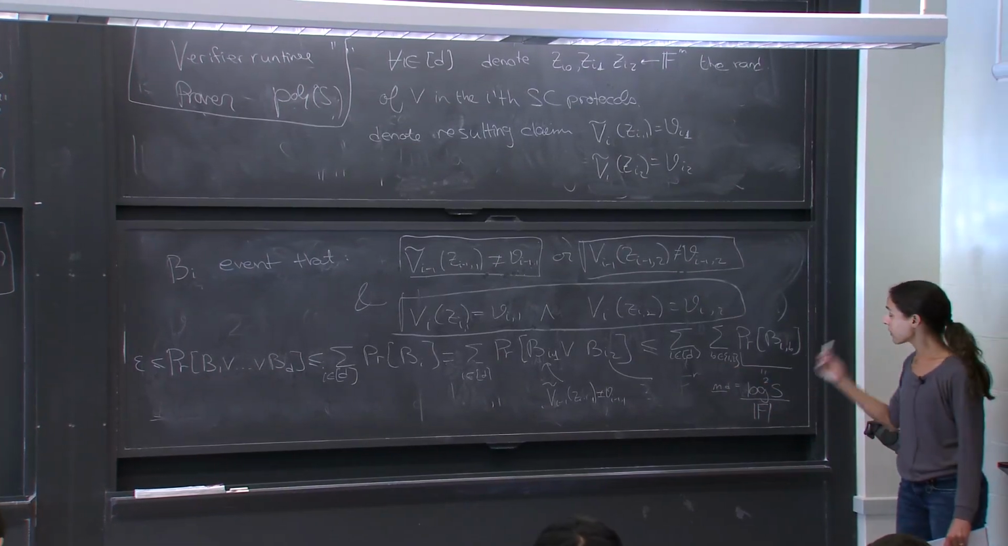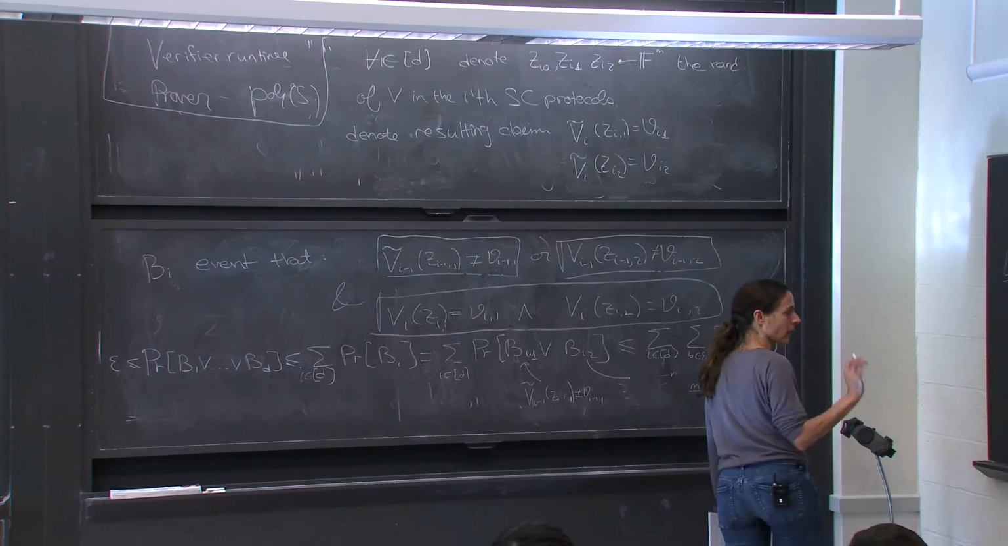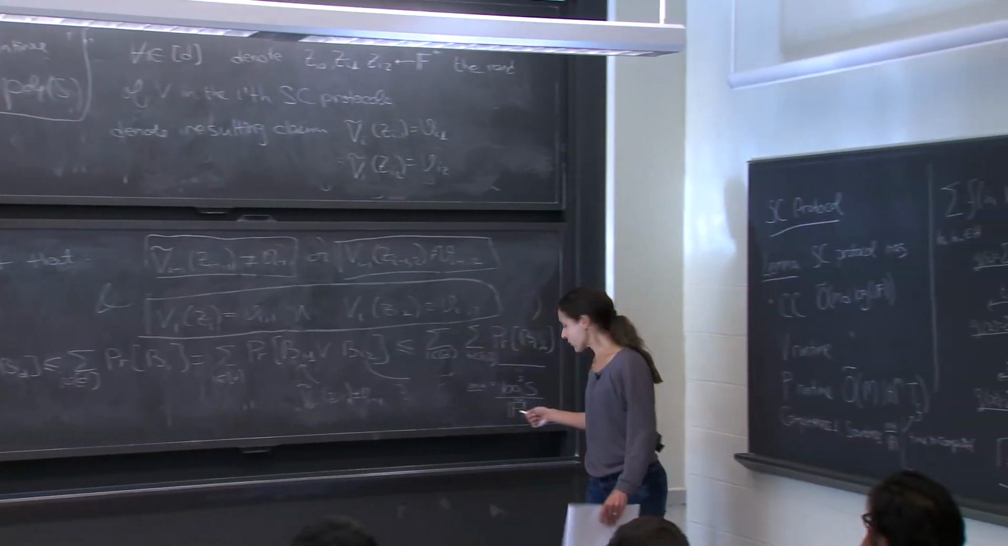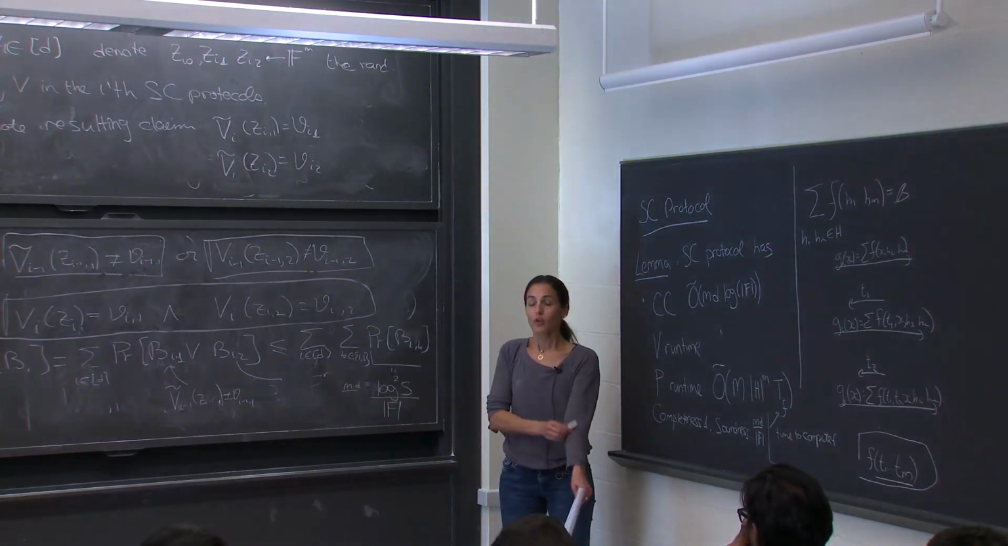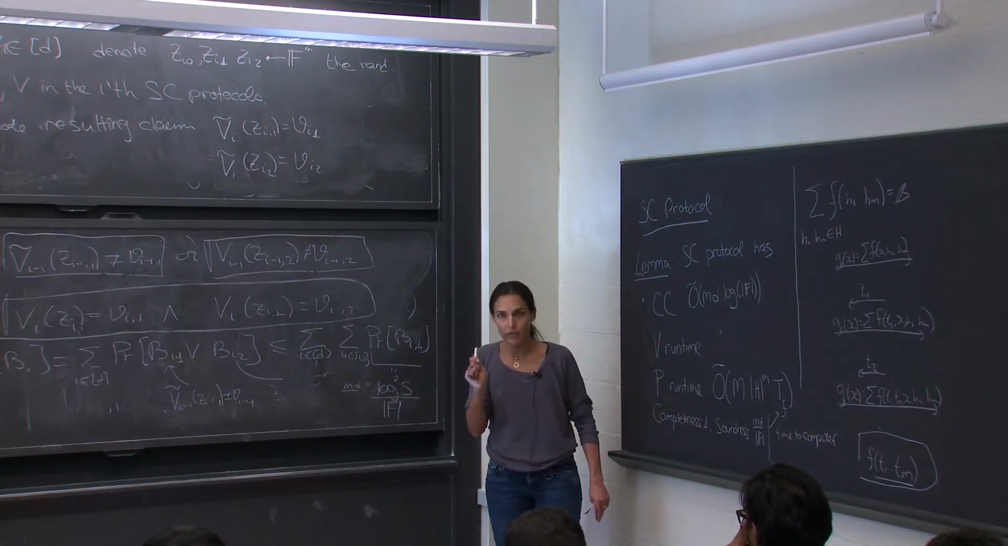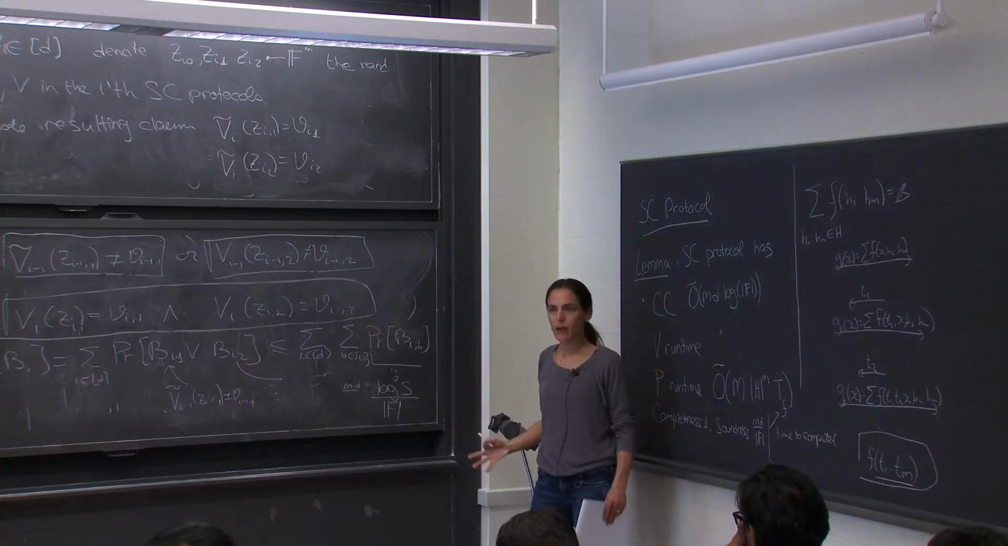So as long as you take |F| to be significantly larger than that, you pay with polylog |F| in the communication and everything. So take a big F and you're good.